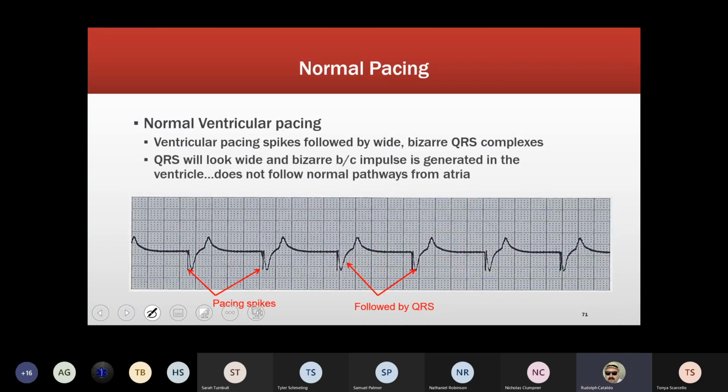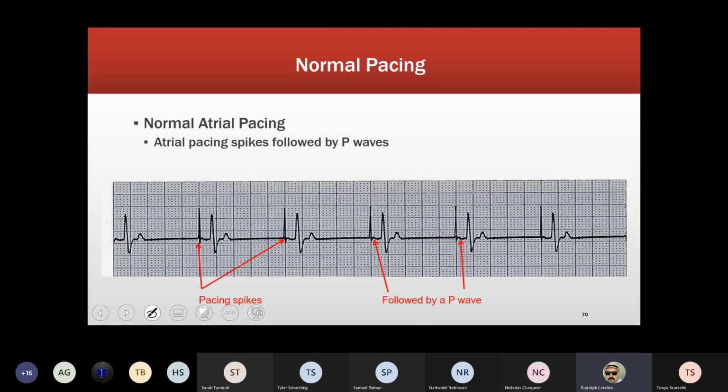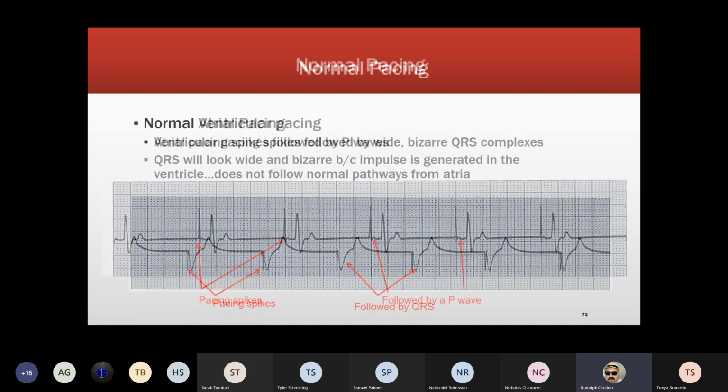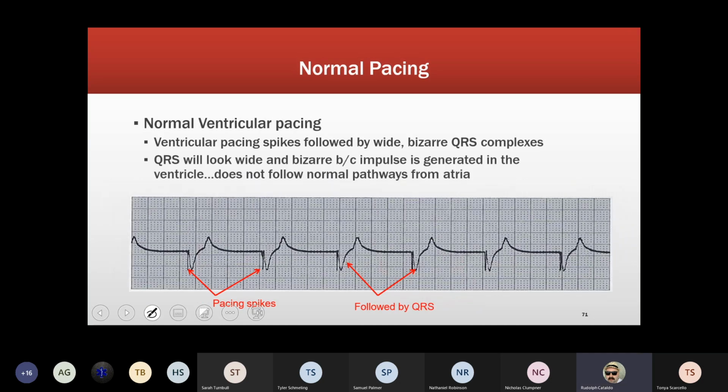This is an example of a ventricular paced rhythm. So back here, I had atrium paced because the spike is right in front of my P wave. This one is in front of my ventricles because it's right in front of my QRS complex, and it is wide. My complex is wide, meaning it is a ventricular beat. So this would be an example of a ventricular pacemaker.